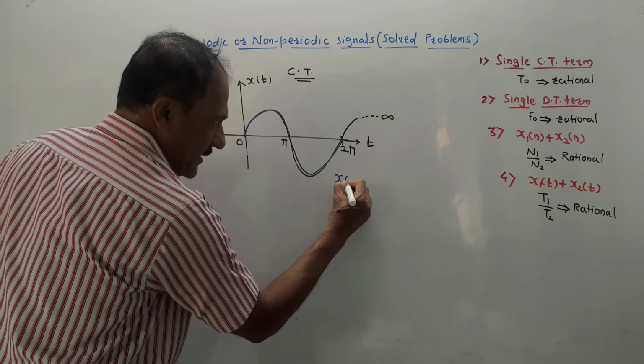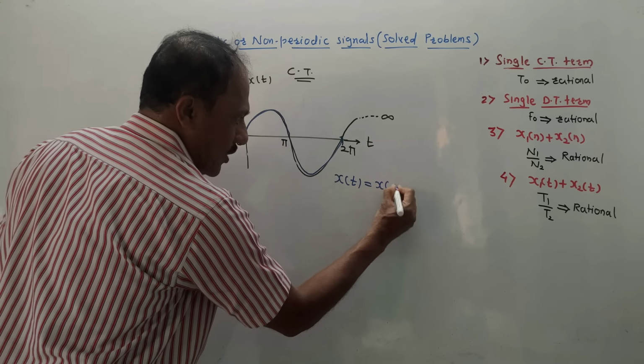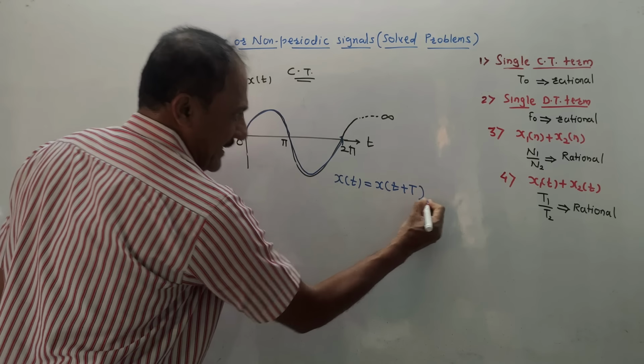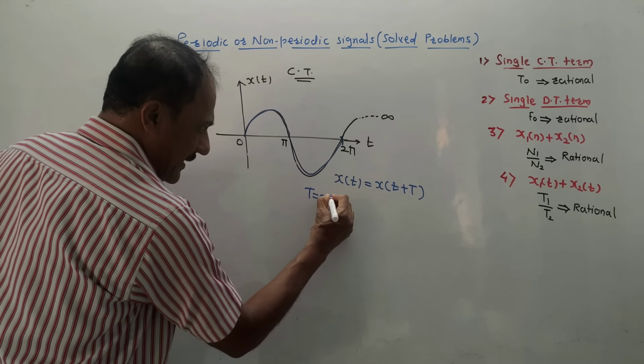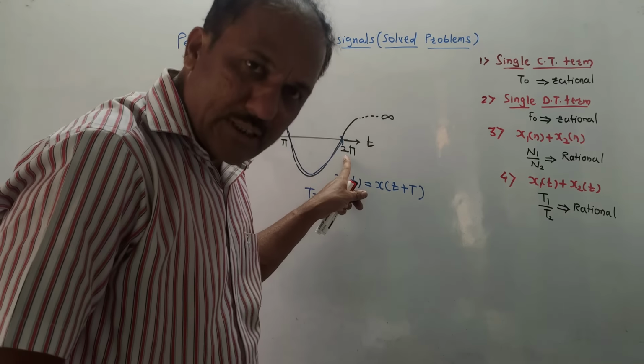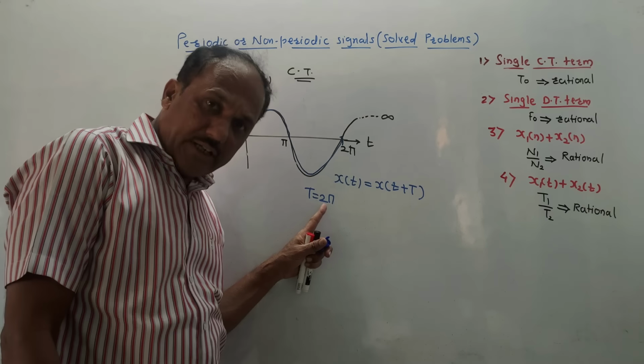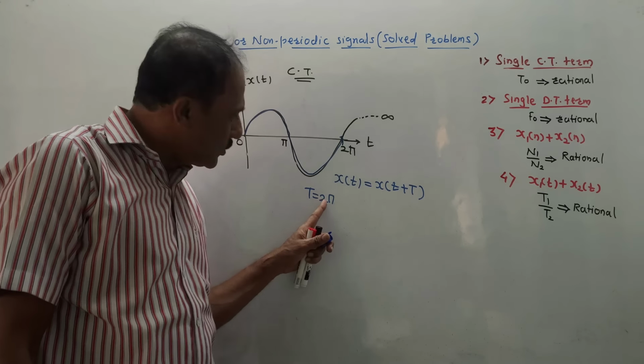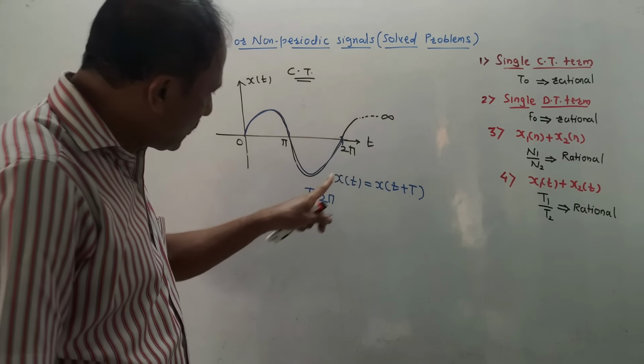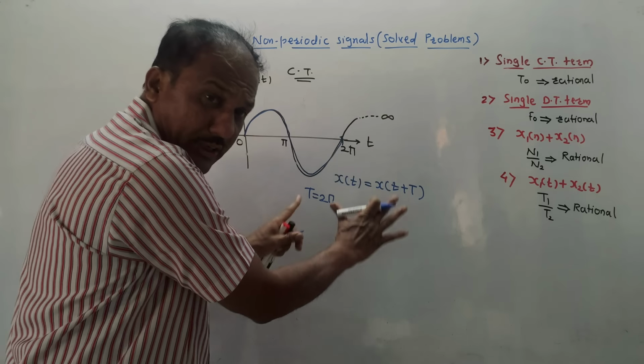The mathematical equation is x of t equals x of t plus capital T. In this case, capital T equals 2 pi, because capital T is called the fundamental period. So after 2 pi, the signal repeats. So capital T is 2 pi. This we have already studied.